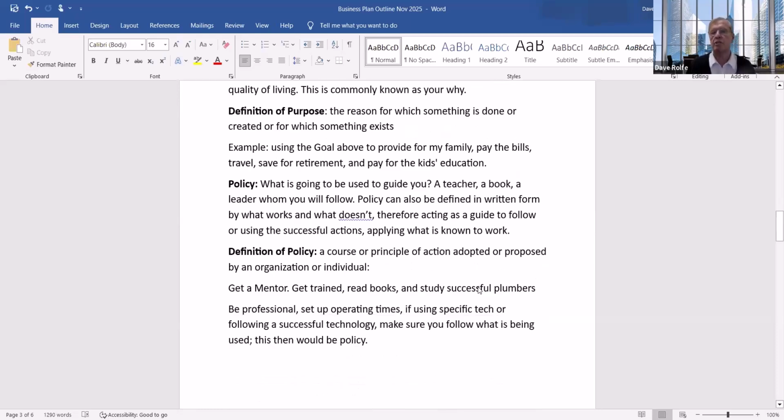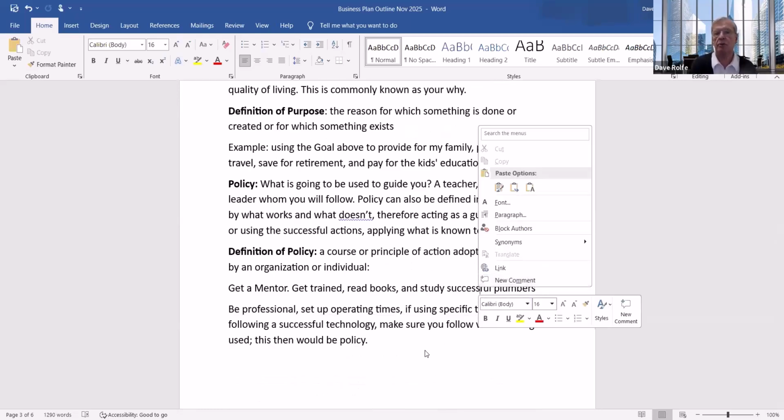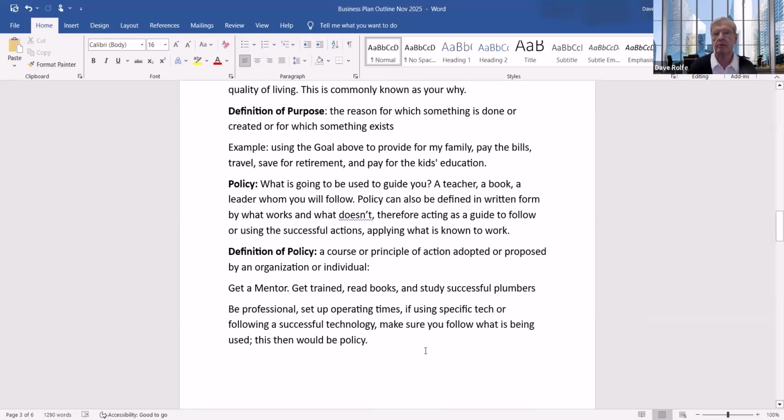Now, what is going to be used to guide you: a teacher, a book, a leader whom you will follow? Policy can also be defined in written form by what works and what doesn't. Therefore, it acts as a guide to follow, using the successful actions and applying what is known to work. So, what's really wonderful about network marketing today is that how it works is really well known.